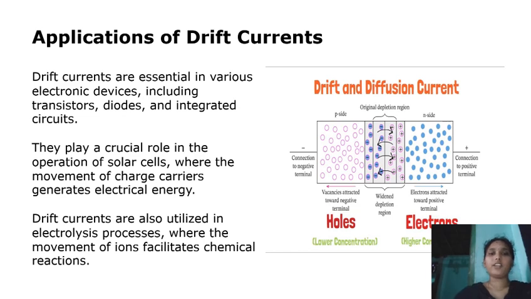And next, applications of drift currents. Drift currents are essential in various electronic devices, including transistors, diodes, and integrated circuits. They play a crucial role in the operation of solar cells, where the movement of charge carriers generates electrical energy. Drift currents are also utilized in electrolysis processes where the movement of ions facilitates chemical reactions.